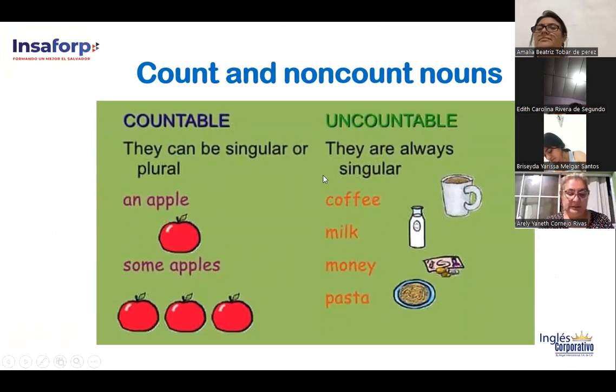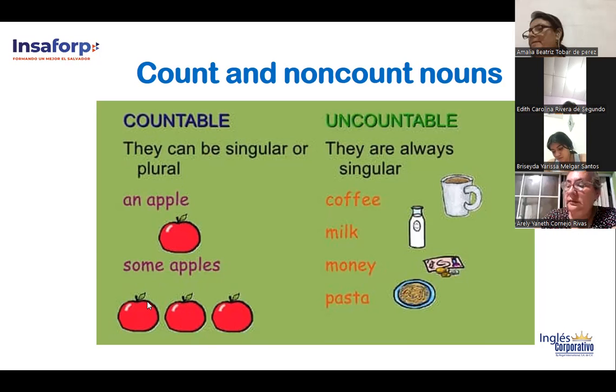Very good. So now, guys, we are going to learn about count and non-count nouns. The count nouns or countable nouns are the ones that can be singular or plural. For example, an apple, some apples. We can count them with our fingers. 1, 2, 3, 4, 5, 6. Okay? And uncountable nouns, we cannot count them. They are not plural. They are always singular.